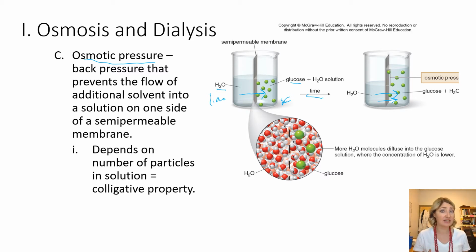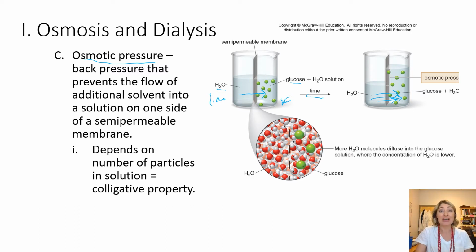Now, this is a colligative property. It does depend on the number of particles in a solution. We're going to talk about colligative properties, not in this podcast, but actually in class. The more particles that I dissolve into this water, the greater the osmotic pressure you're going to get. And that has to do with the fact that you're going to have to pump more water over to try to dilute that solution.